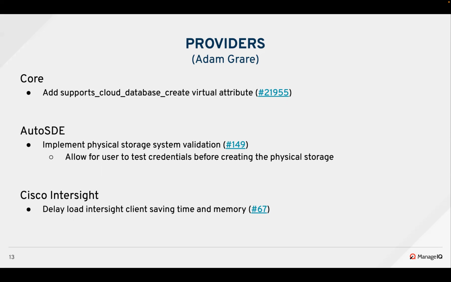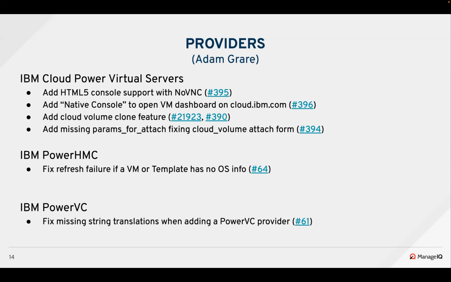The Intersight client is one of the OpenSDK generated gems, and it uses a ridiculous amount of memory and added about 5 seconds to the startup time to load. So just delaying this until it's used allows the hit to be only incurred by the provider workers that actually need the gem. Next slide.